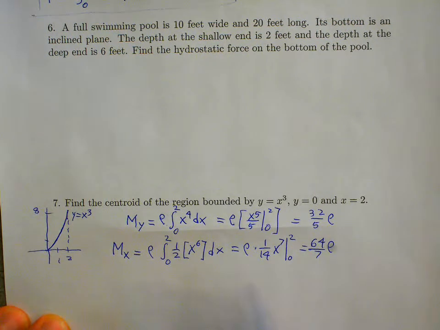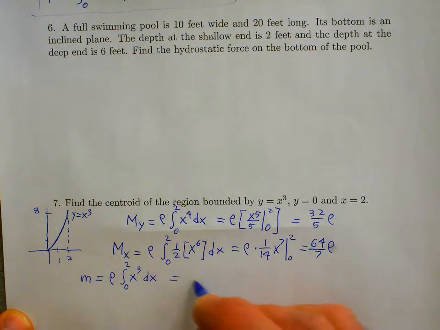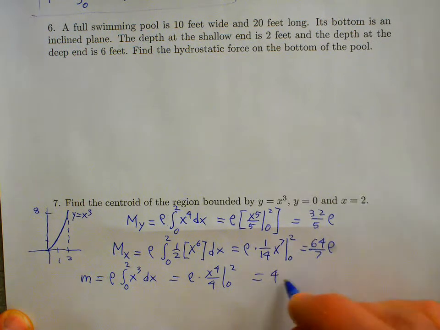Okay, then the mass, that's rho times the area. So rho, and then the area is just the integral of the function f of x from 0 to 2. So this is rho times x to the 4th over 4 from 0 to 2. And we get 4 times rho.